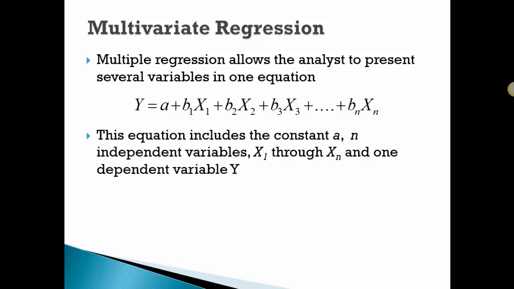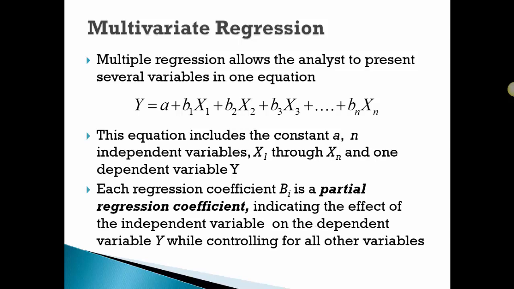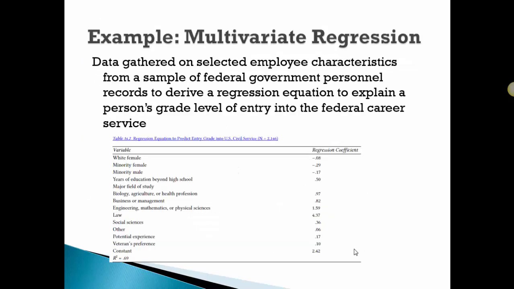You still have a constant, and then you have n, however many that might be, independent variables and one dependent variable. Each regression coefficient b sub i, so if you notice here b1, b2, etc., is what's called a partial regression coefficient, indicating the effect of that independent variable on the dependent variable y while controlling for all of the other variables in the equation.